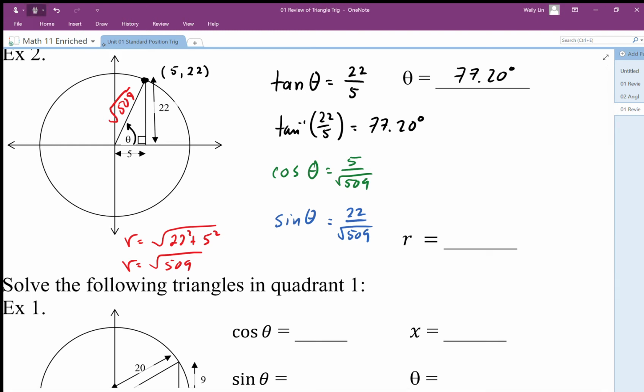And we did work out the radius here. The radius was square root 509, and we want to keep it as square root 509. Now it's approximately 23, somewhere around there, but we're going to leave it like that, and we're going to avoid using the decimal here, because that's not something that we want to get in the habit of doing.